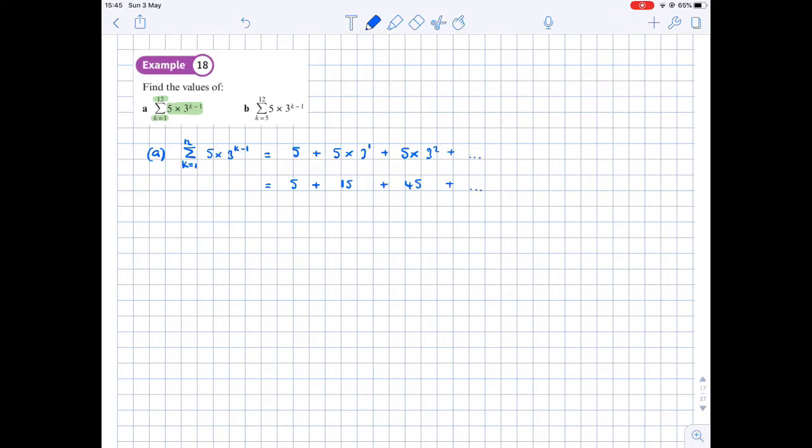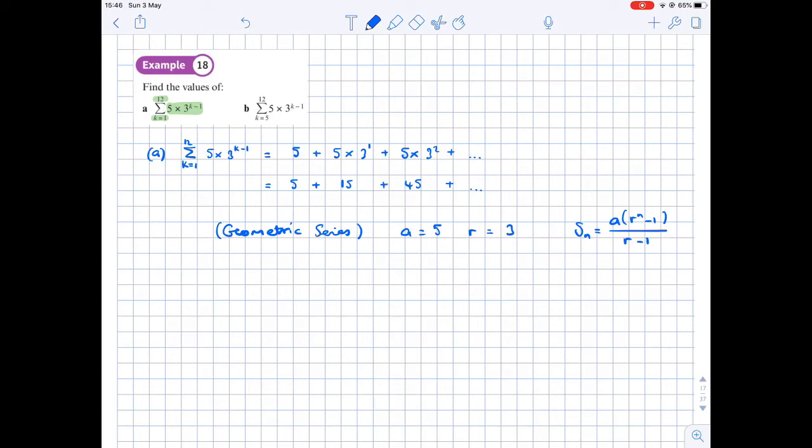And we could keep going there, but we hopefully have spotted that this is a geometric series. So the first term is 5, and the common ratio is 3. And you can confirm that 15 divided by 5 is 3, 45 divided by 15 is also 3. So the summation formula, Sn equals a times (r to the n minus 1) over (r minus 1). I'm using this one because the common ratio is bigger than 1.